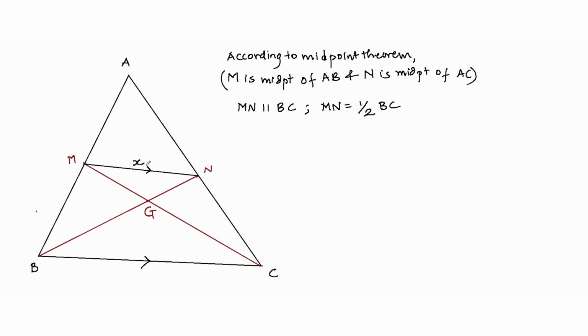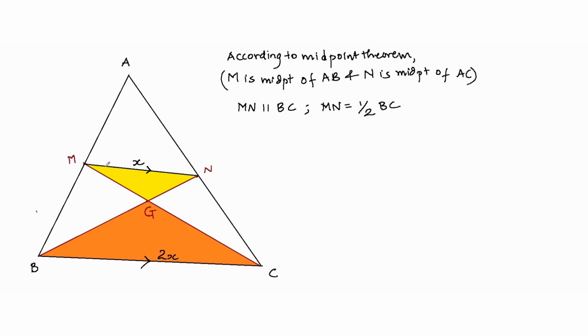MN is marked as X, then BC is marked as 2X. BC is basically twice the length of MN. Now I can pick these two triangles for similarity. I know that these two triangles are similar by the AA test, because these two lines are parallel.